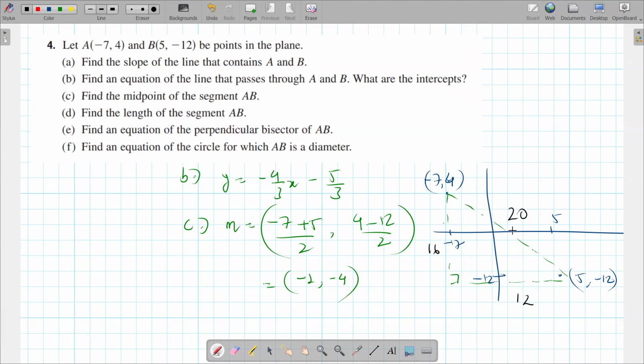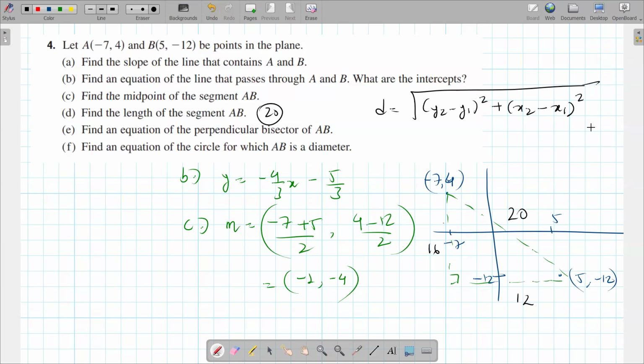Pretty simple. You can also use the distance equation if you wanted to, which looks like this. You just take the difference of the x's squared and the y's squared, add them up, and take the square root. That's just the Pythagorean theorem with the triangle we just did.